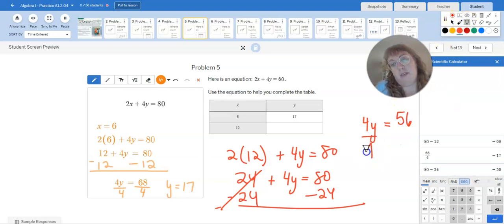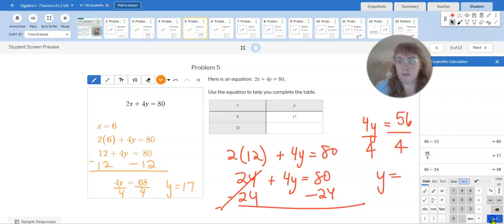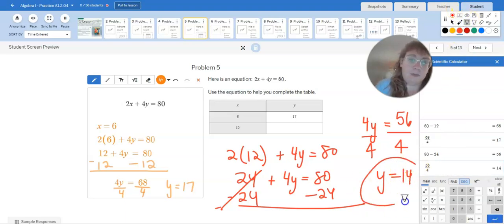Divide both sides by 4. 56 divided by 4 is 14. So if x is 12, y is 14. There we go.